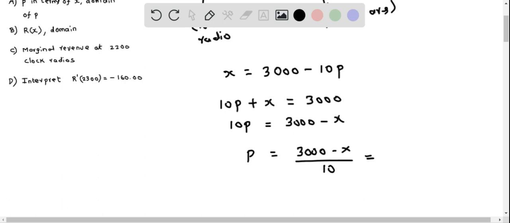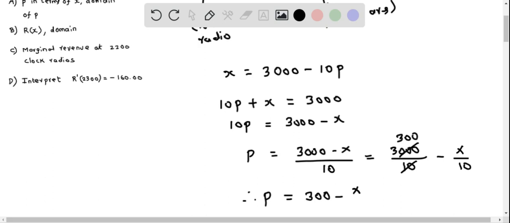And this could be rewritten as 3000 over 10 minus x over 10. 3000 divided by 10 is 300. So the relation is written in terms of x as 300 minus x over 10. So we have written p in terms of x, which equals 300 minus x over 10. Now let's determine the domain of this function.